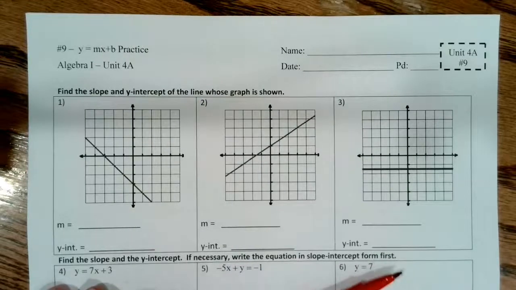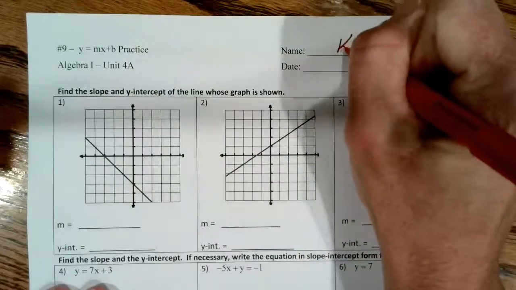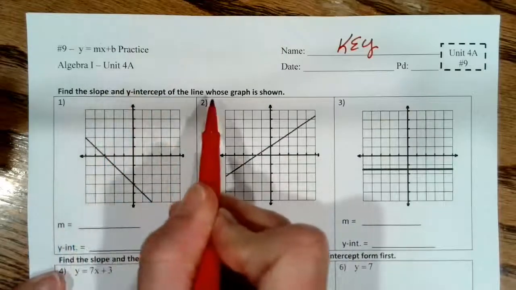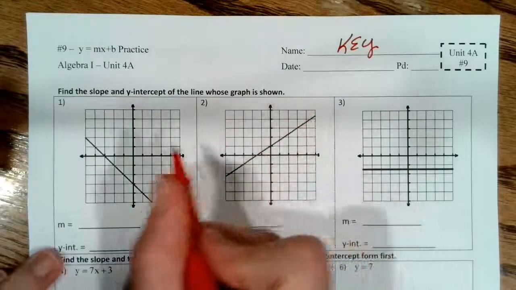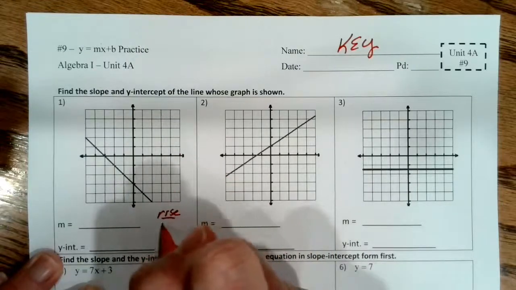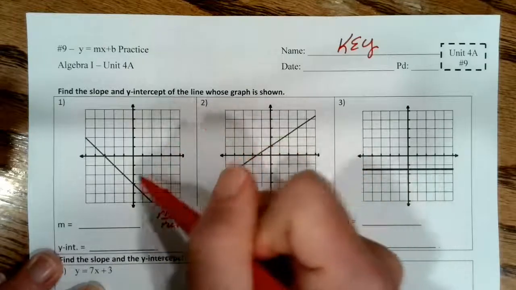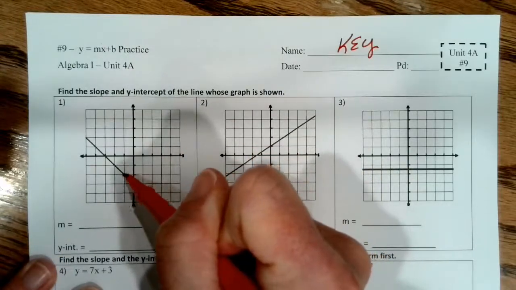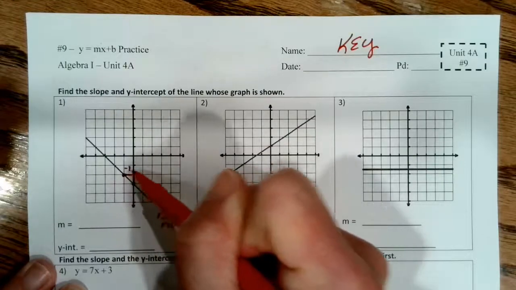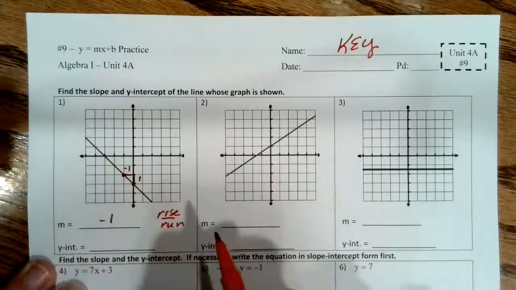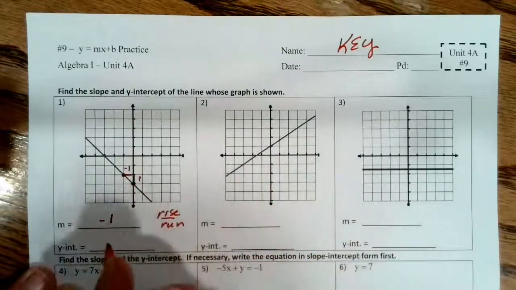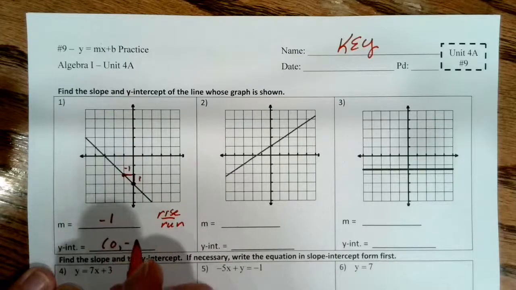Okay, let's make our key, and you can follow along with me. Find the slope and y-intercept of each line whose graph is shown. Your slope is going to be your rise over your run. As I rise from integer coordinate to integer coordinate, rise 1, run 1. Notice I move backwards, so my slope here is -1. My y-intercept is going to be where it crosses the y-axis, over 0, down 3.